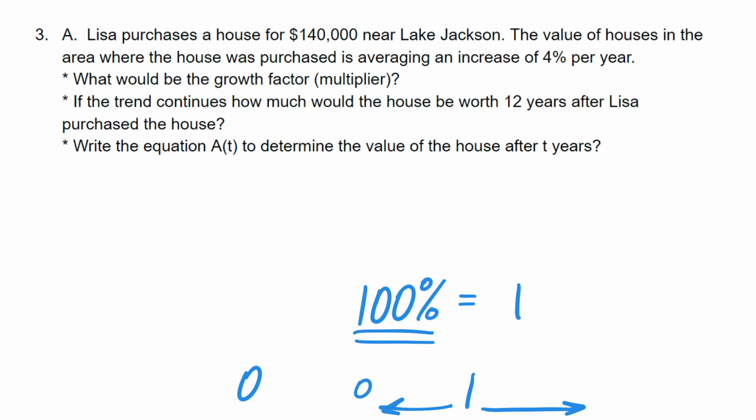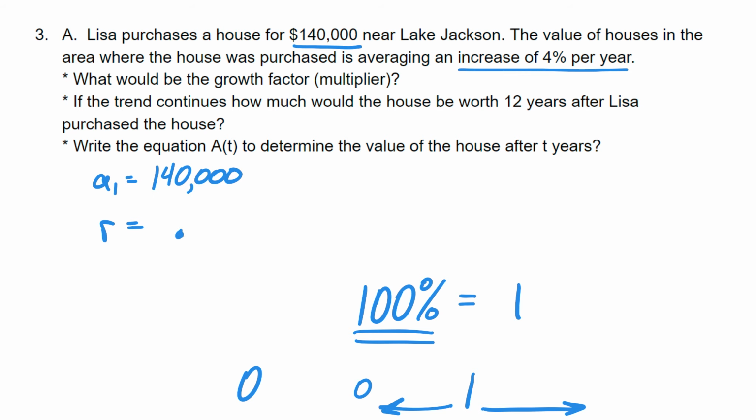All right, so let's talk about this. It says Lisa purchases a house for $140,000 near Lake Jackson. The value of the house in the area is increasing by 4% per year. And then we've got several questions that follow this. Let's first talk about this. A sub 1 is pretty easy. The house is starting at $140,000. The rate of change is 4% increase.